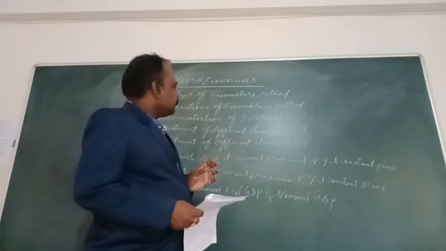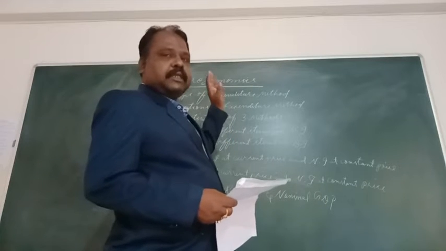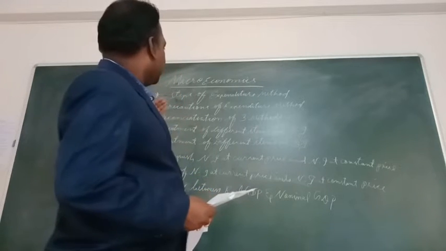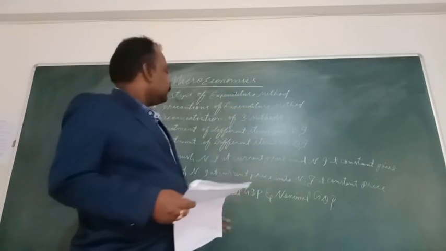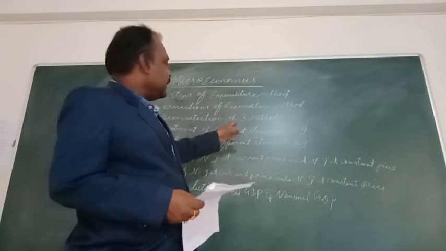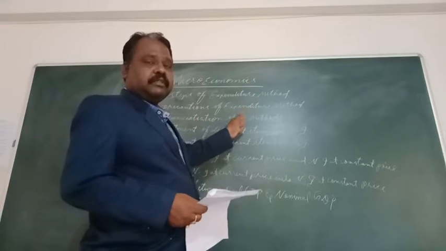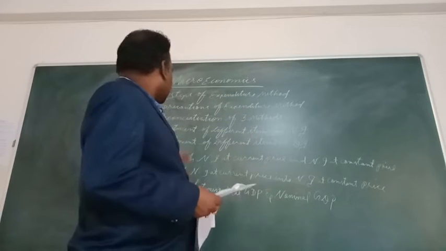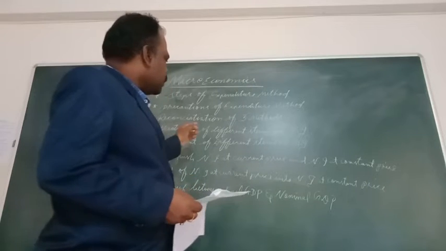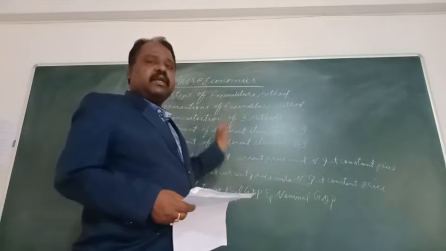But today we will read the steps of the expenditure method. In the next chapter I will teach you the precautions of the expenditure method. Next I will teach you reconciliation of three methods, meaning how to compute national income by the income method, the expenditure method, and the value added method. Next step, treatment of different items in national income. It means which items should be included while calculating national income and which are not included.